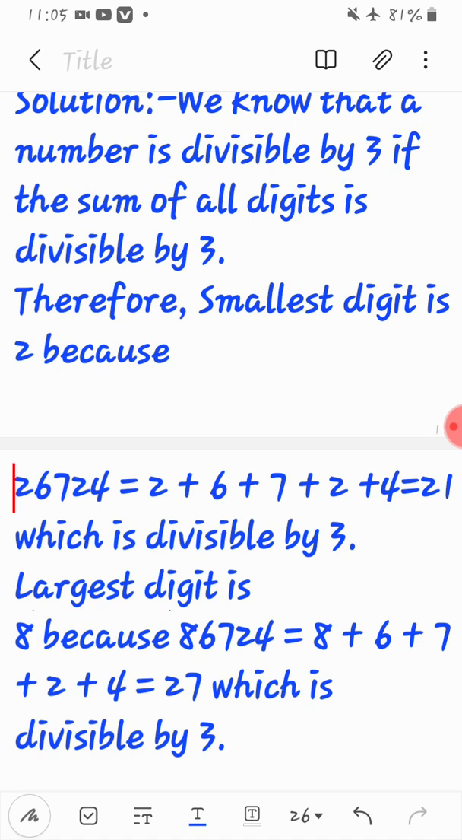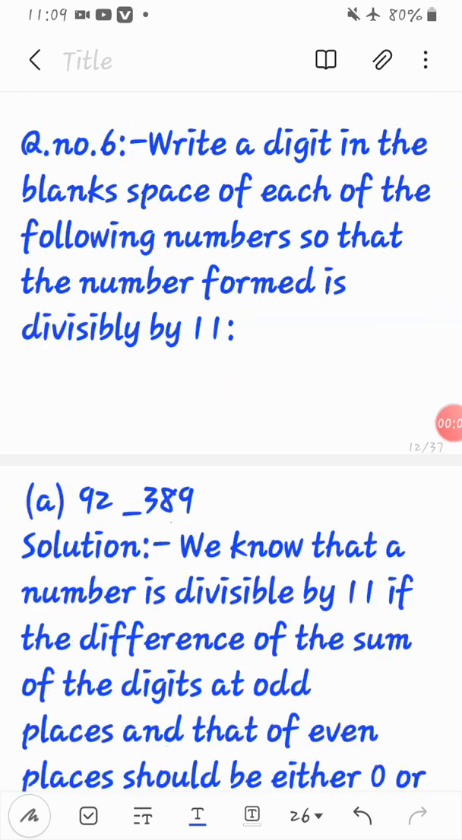Therefore, the smallest digit is 2, because 2 plus 6 plus 7 plus 2 plus 4 is 21, which is divisible by 3. And the largest digit is 8, that means 8 plus 6 plus 7 plus 2 plus 4 is equal to 27, which is also divisible by 3. So question number 6: write a digit in the blank space of each of the following numbers so that the number formed is divisible by 11.